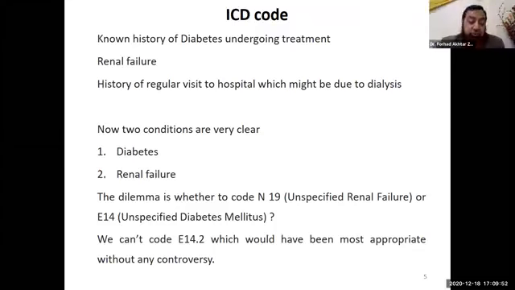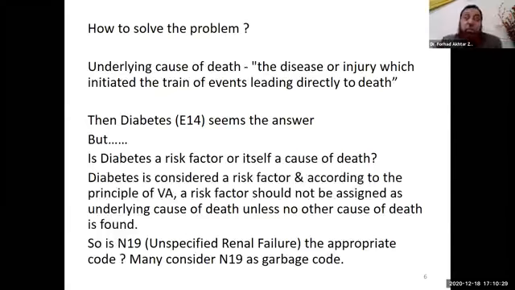We can't code, unfortunately, E14.2, which would have been the most appropriate without any controversy in this case, but our system in verbal autopsy in Minerva also, we cannot code decimal. We have to code alphanumeric, not any decimal. Otherwise, E14.2, as more than 80% of you have said, is the most correct underlying cause of death. I do agree, but can we code this in our system? It does not allow. So now the dilemma remains how to solve the problem.